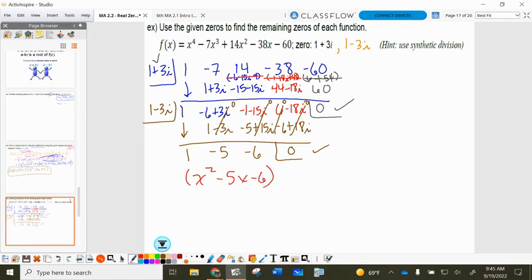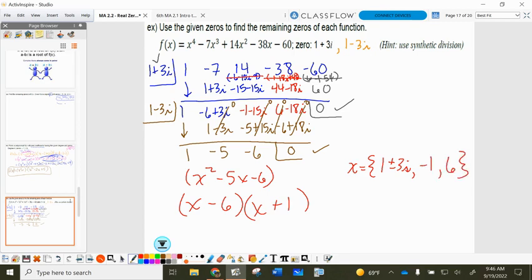If we keep going to continue factoring, now we want to switch and try this by hand. It's going to give me x and x. We're going to be negative 6 and positive 1. And that's going to give me my remaining zeros. So the remaining zeros are, let's do a list of all of them. So we had 1 plus or minus 3i, and then we had negative 1 and positive 6. Those were all of our zeros for that polynomial.